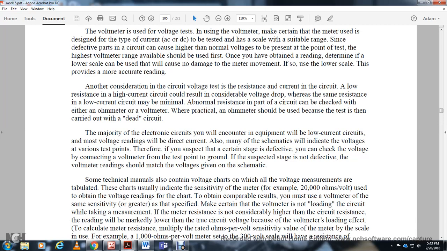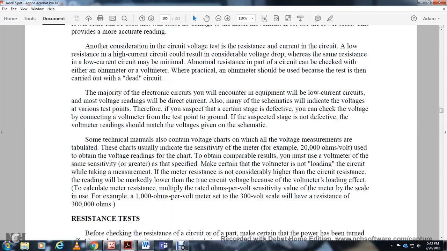The particular ammeter should be used to cover the test, which is then carried out with a dead circuit. The major electronic circuit to encounter with the equipment will be low current circuit with the more voltage. Most voltage reading with the directly off the main circuit over the schematic with the indicator of the voltage for the various test point.